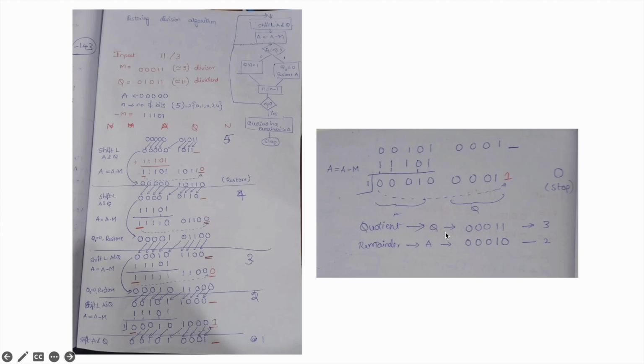So the quotient is in Q, which is 0 0 0 1 1, and the remainder is in A, which is 0 0 0 1 0. The decimal equivalent of the quotient is 3. The decimal equivalent of the remainder is 2. So if we divide 11 by 3, we will get quotient 3, 3 threes are 9, and the remainder is 2. So the answer is correct.